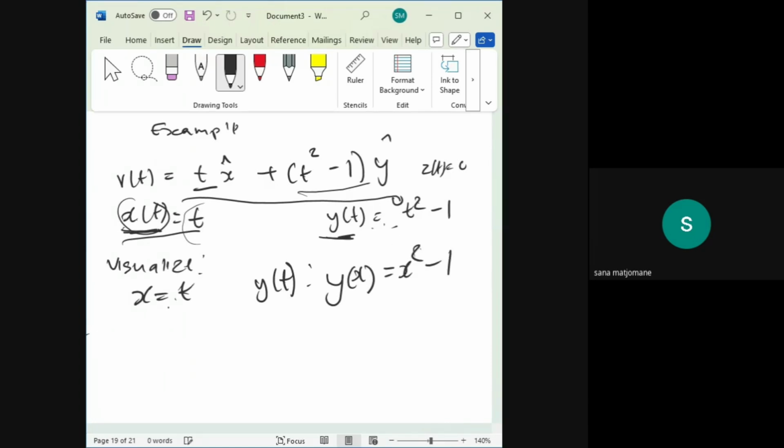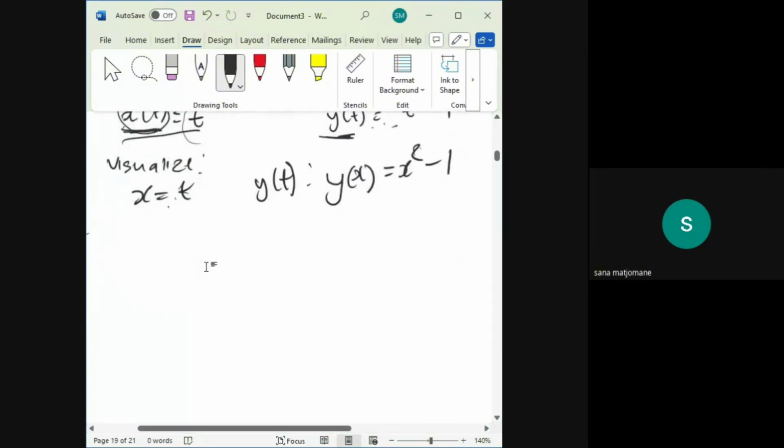Can you visualize the path? Can you plot the path? Can you see what kind of path this is? Yo, guys, the English is making my tongue go loco, but you get it. Can you see the type of path the object is going to travel? Who can tell me, according to our new equation, which depicts the relationship between x and y without involving t?